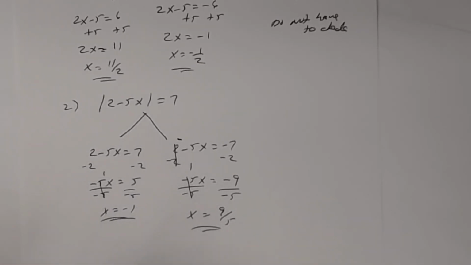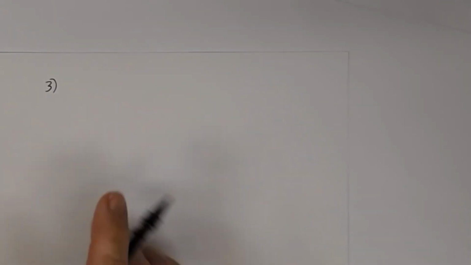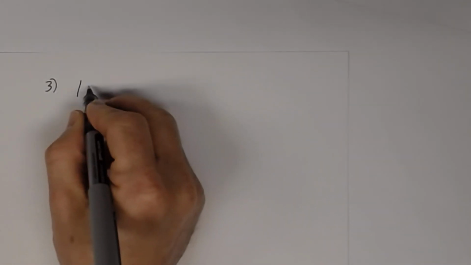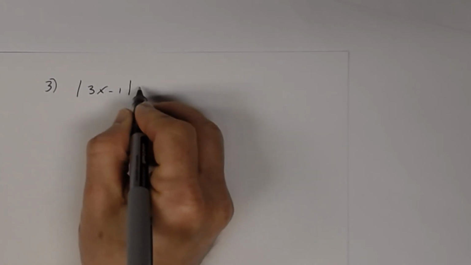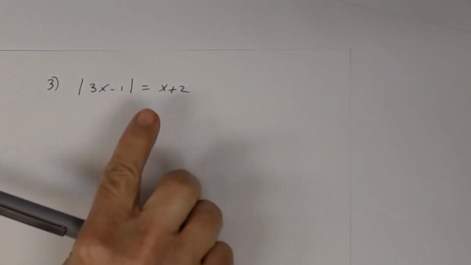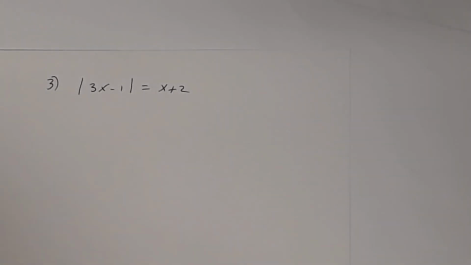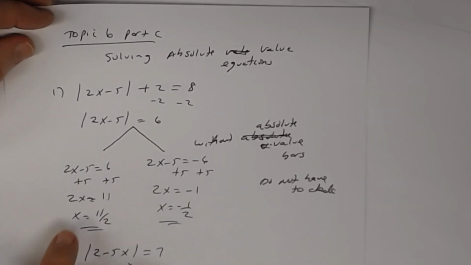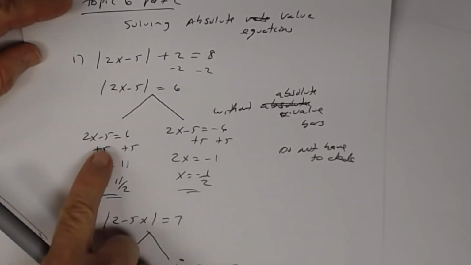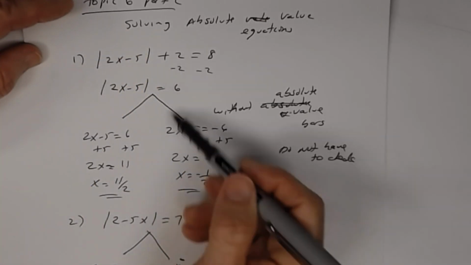All right, now let's look at number 3. Let's suppose you had this in number 3. Now, don't let number 3 throw you off. The absolute value of 3x minus 1 is equal to x plus 2. Now you see there are variables on both sides. Here, you did not have variables on both sides, so you did not have to check these. I didn't check those because there was only a variable on one side, and no variable on the other side.